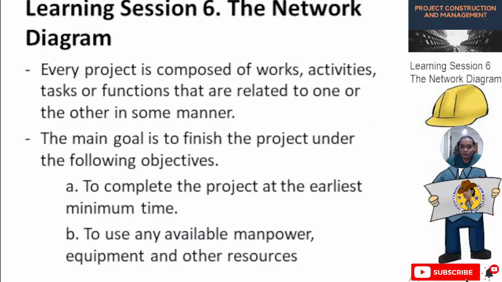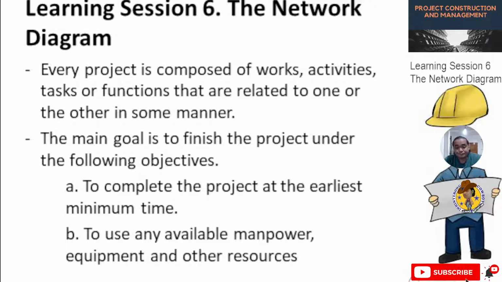For the introduction of the network diagram, every project is composed of works, activities, tasks, or functions that are related to one another in some manner. Let us say, for example, the activity of concrete pouring. Before you can pour a certain concrete structure, you need formwork activity. So the preparation of formworks, the preparation of steel works, and other activities are related to completing the concrete works. That's the relationship of every task.